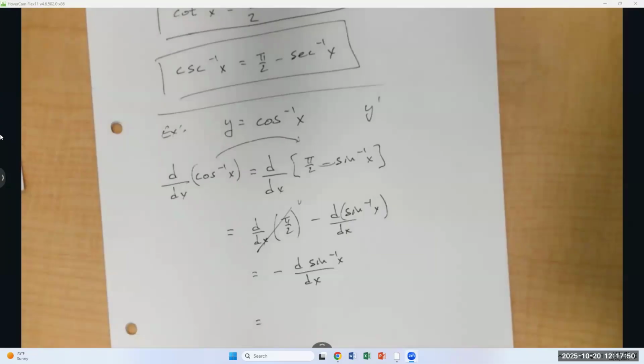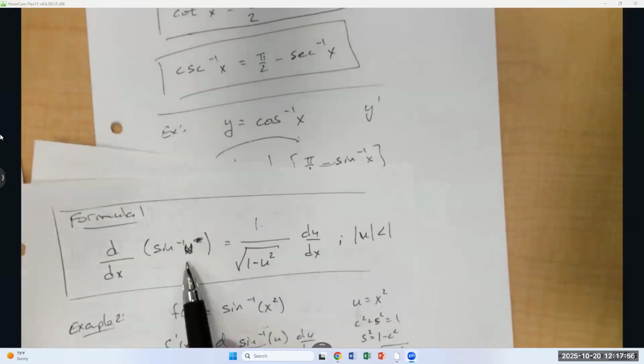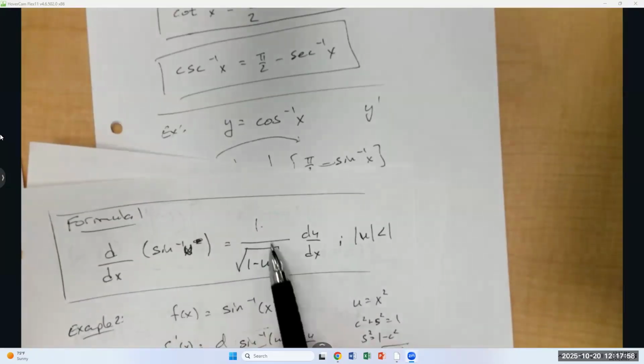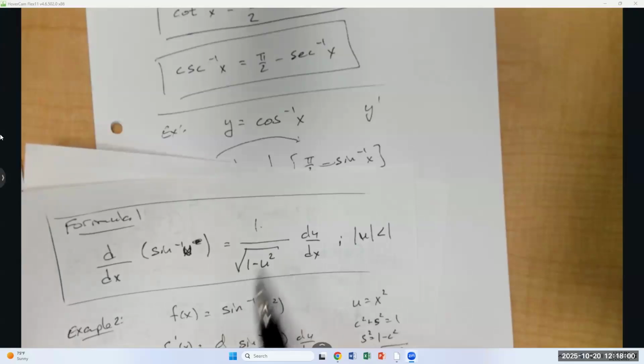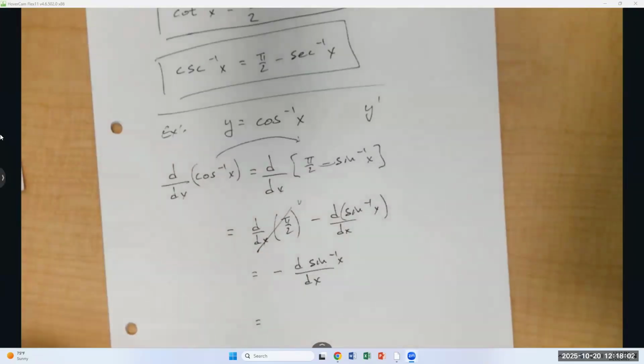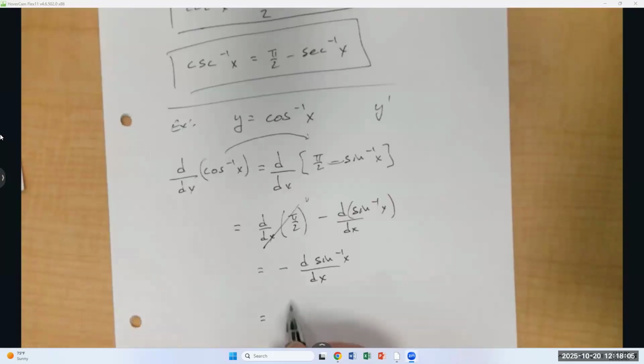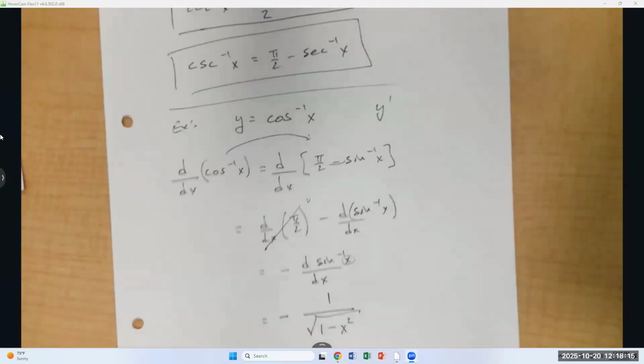And as we did earlier, we did this one earlier. So the answer is 1 over square root of 1 minus u squared. So it all goes back to what we did earlier. So that equals negative 1 over square root of 1 minus x squared. That's the derivative.